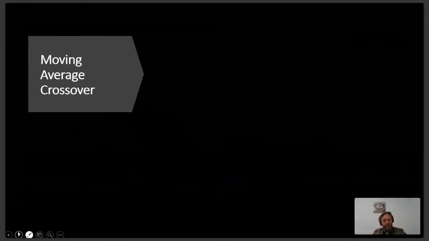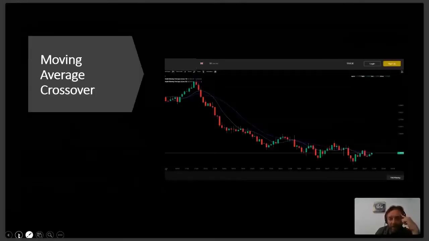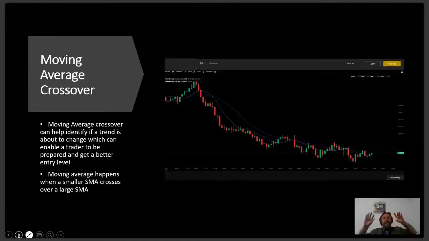Lovely. There's another theory, okay, that not simply are we using one SMA or one moving average to try and see if it's an uptrend or downtrend, support and resistance. There is another method where people use two SMAs. They call this the moving average crossover. Now, the moving average crossover can be used, or so the belief is, or so the theory is, to identify if a trend is about to change, which can then potentially enable the trader to be prepared and get a better entry level.